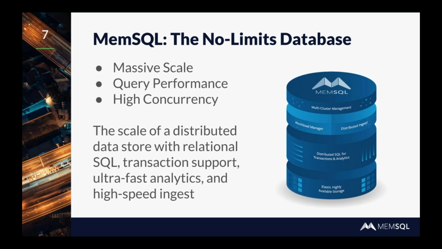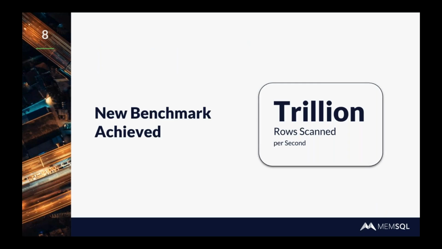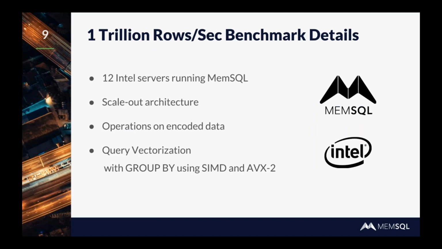And then on top of all that, there's a multi-cluster management system that makes it easy to deploy, configure, manage, and troubleshoot MemSQL. And what that's allowed us to do, the combination of all of that stack, is to achieve this new benchmark, which is 1 trillion rows scanned per second. We did this running on 12 new Intel servers and leveraging the scale-out architecture and innovative features like our operations on encoded data and query vectorization. This has allowed us to achieve a level of performance unseen by anyone else in the database industry.